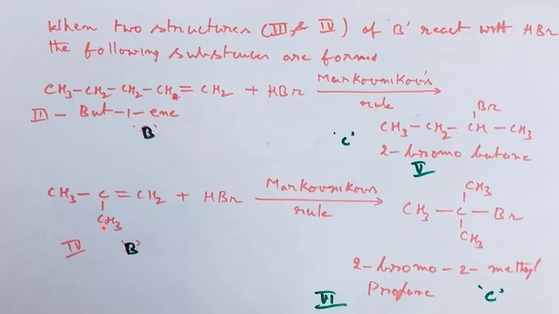Structure 4 is 2-methylpropene. When it reacts with HBr, we get 2-bromo-2-methylpropane. This is a tertiary alkyl halide. So let this be structure 5 and this be structure 6. Structure 5 is 2-bromobutane. Structure 6 is 2-bromo-2-methylpropane.